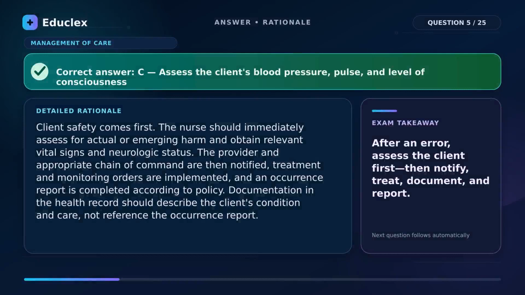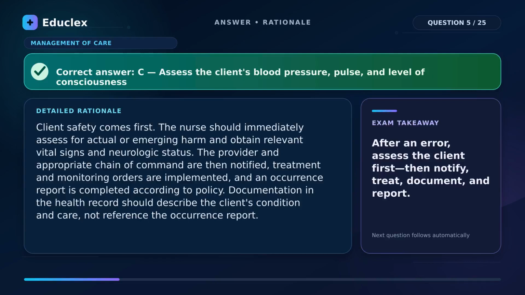The correct answer is C. Assess the client's blood pressure, pulse, and level of consciousness. Here is the rationale. Client safety comes first. The nurse should immediately assess for actual or emerging harm and obtain relevant vital signs and neurologic status.